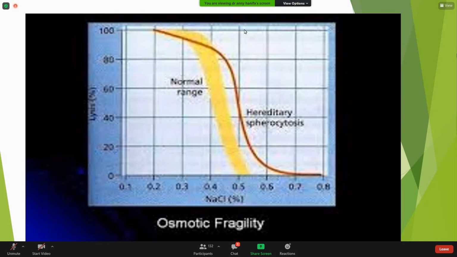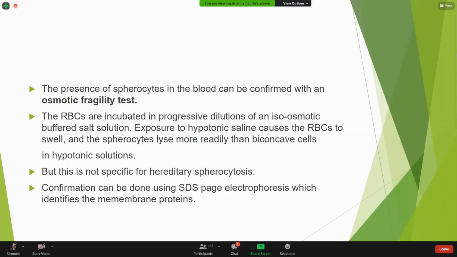So this is a graph, and this is the control, which is of the normal red cells, and these are the spherocytic red cells. So this is the osmotic fragility test, which is used to confirm this. But it is not specific for hereditary spherocytosis, and confirmation can be done using SDS-PAGE electrophoresis, which identifies the membrane proteins.